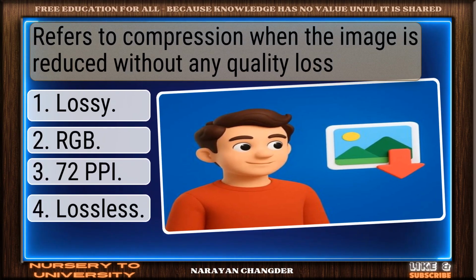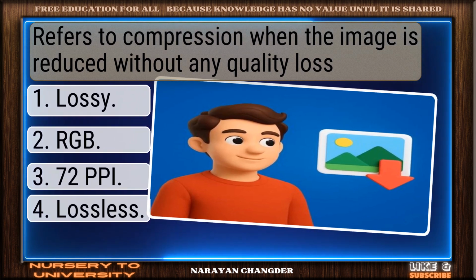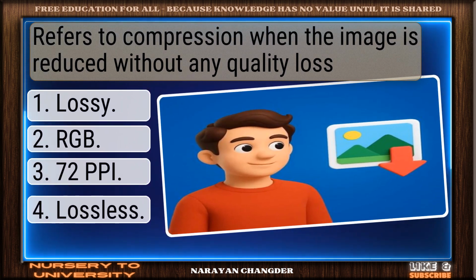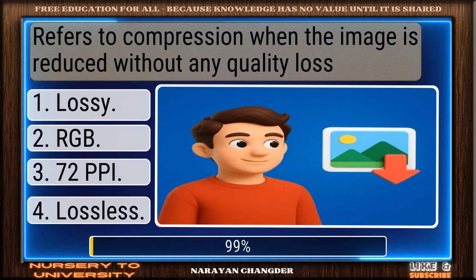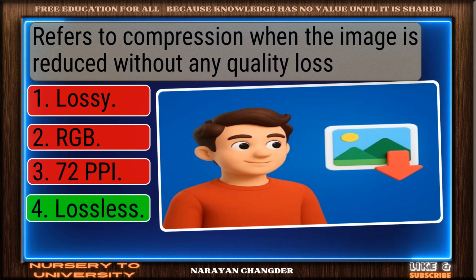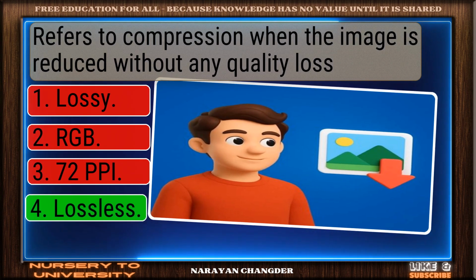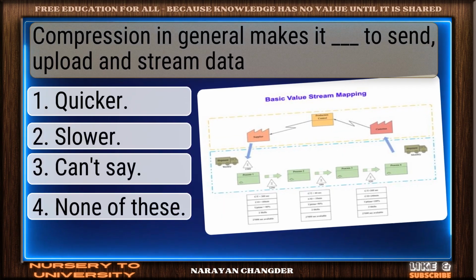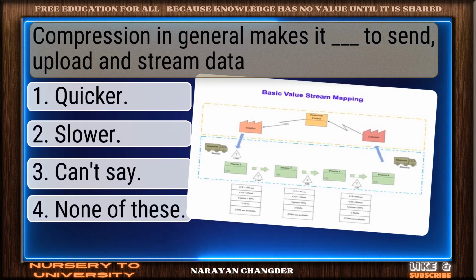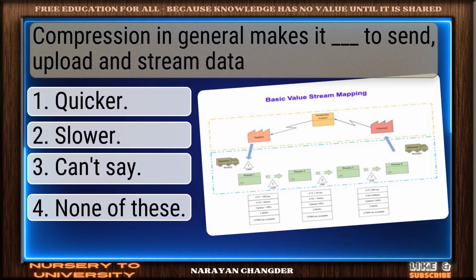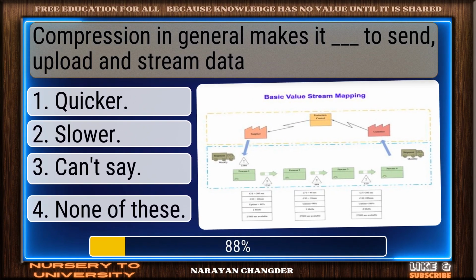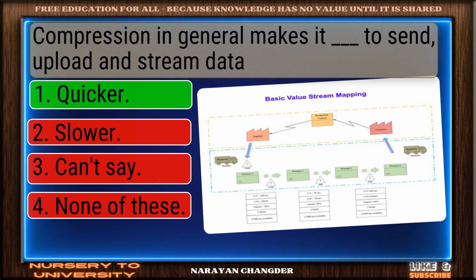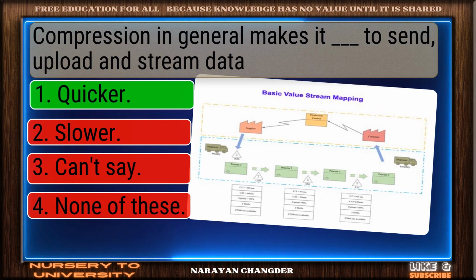Question number 41 refers to compression when the image is reduced without any quality loss. Good thinking. Lossless is the right answer. Question number 42. Compression in general makes it dash to send, upload, and stream data. Great thinking. Quicker is the right choice.